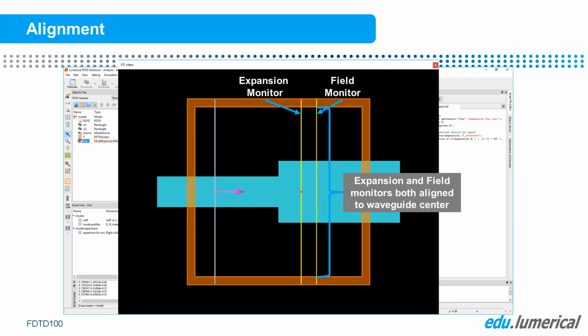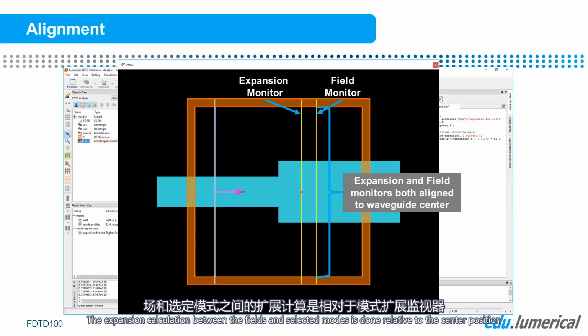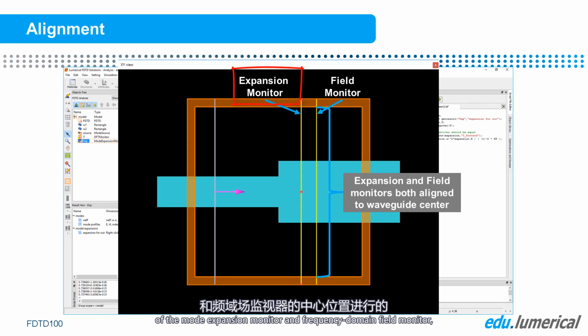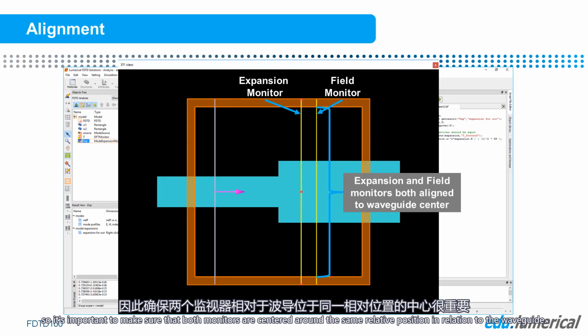The expansion calculation between the fields and selected modes is done relative to the center position of the mode expansion monitor and frequency domain field monitor, so it's important to make sure that both monitors are centered around the same relative position in relation to the waveguide.